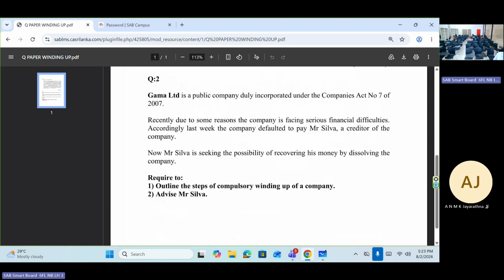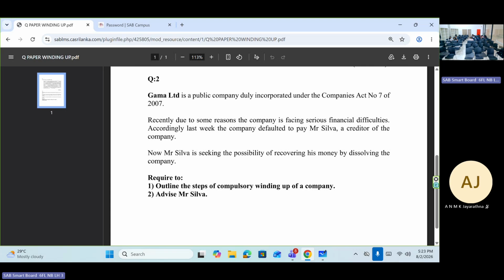Gamma Limited is a public company duly incorporated under the Companies Act. Recently, due to some reasons, the company is facing serious financial difficulties. Accordingly, last week, the company defaulted to pay Mr. Silva, a creditor of the company. Now, Mr. Silva is seeking the possibility of recovering his money by dissolving the company. Required to outline the steps of compulsory winding up of the company.